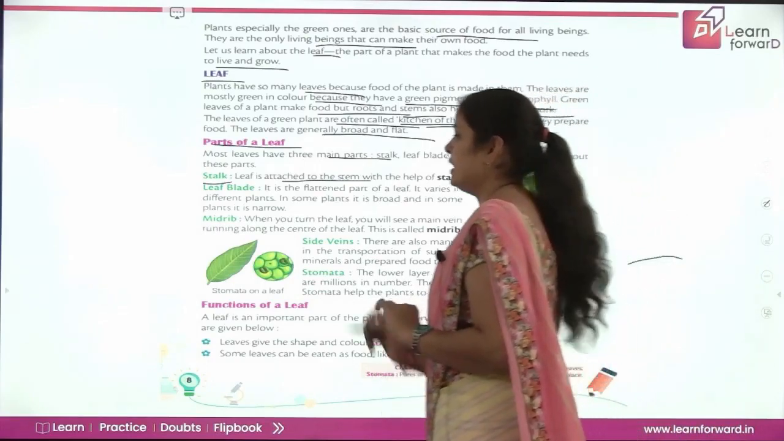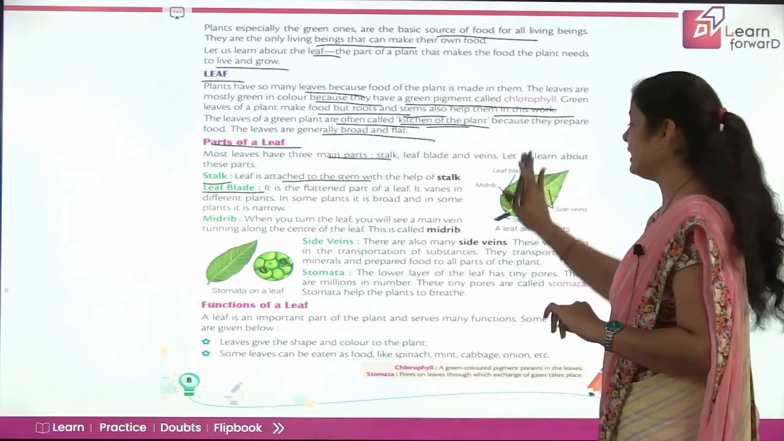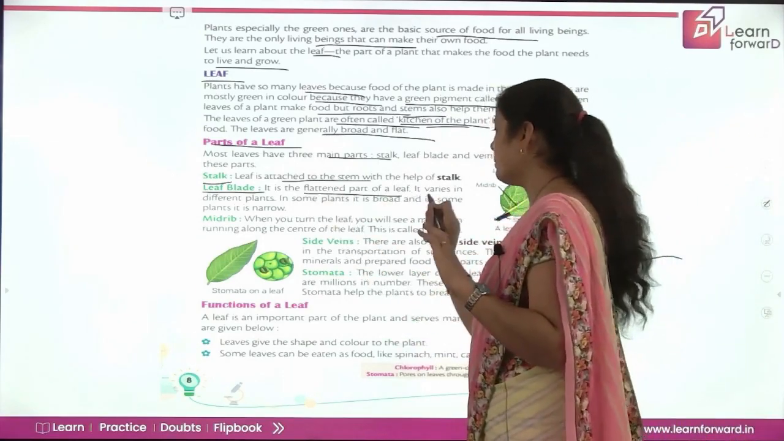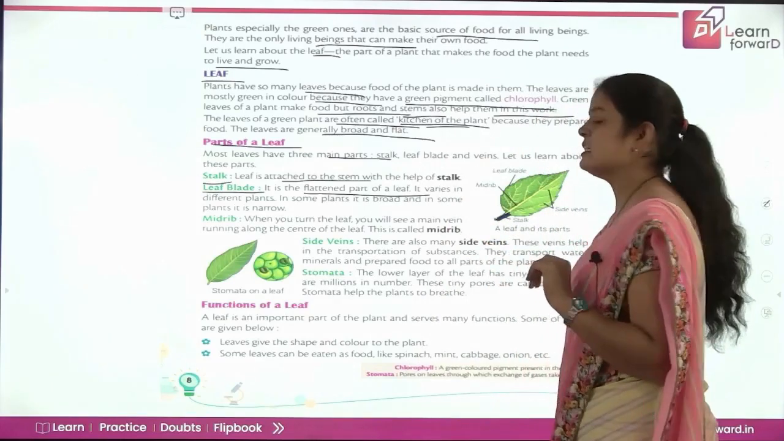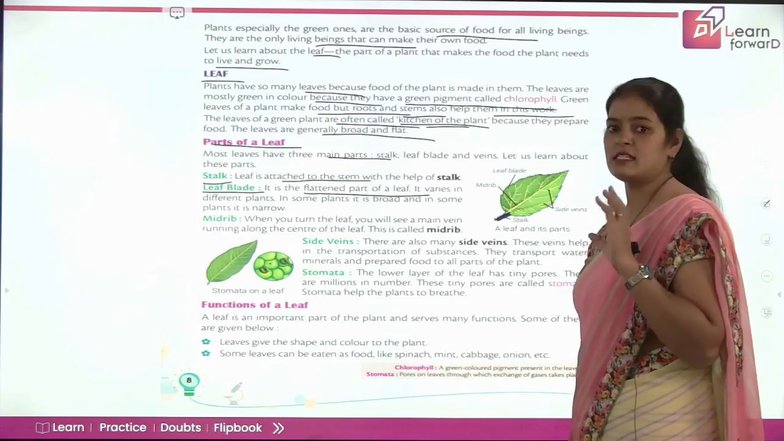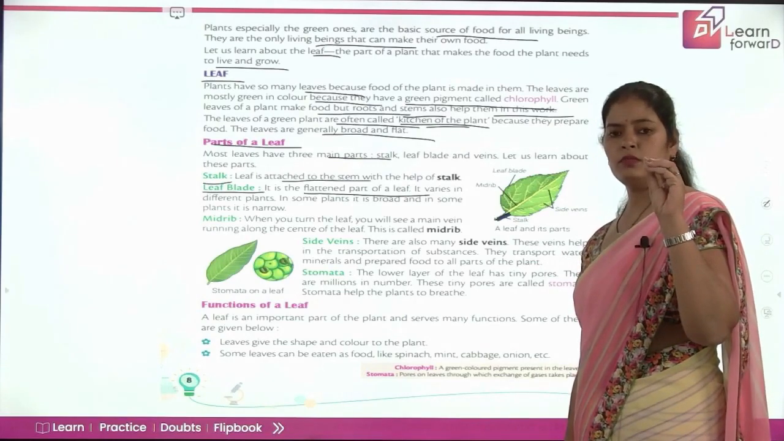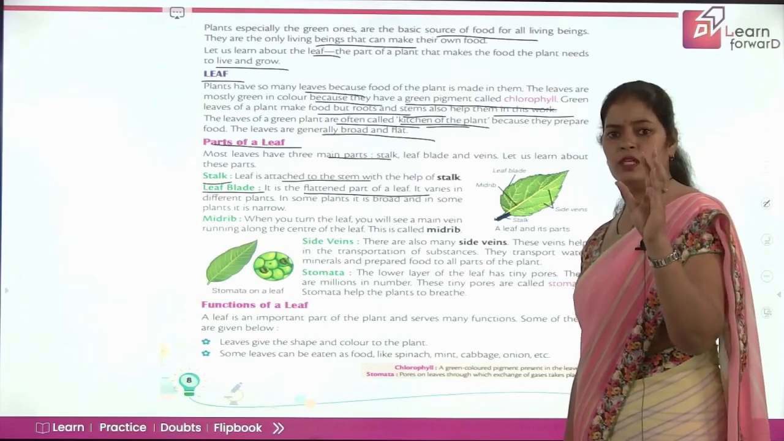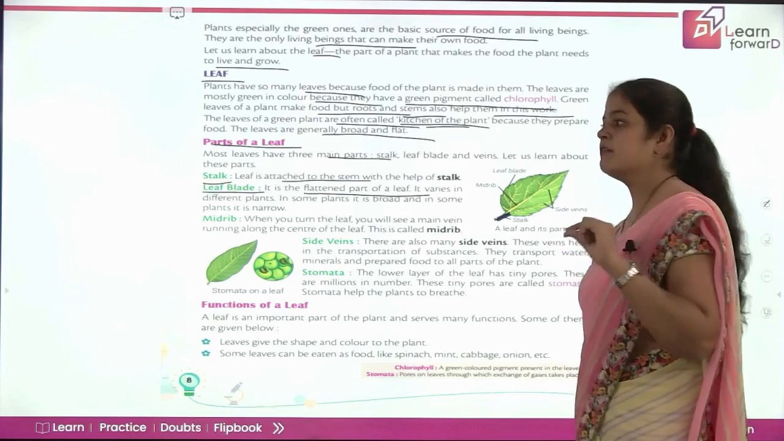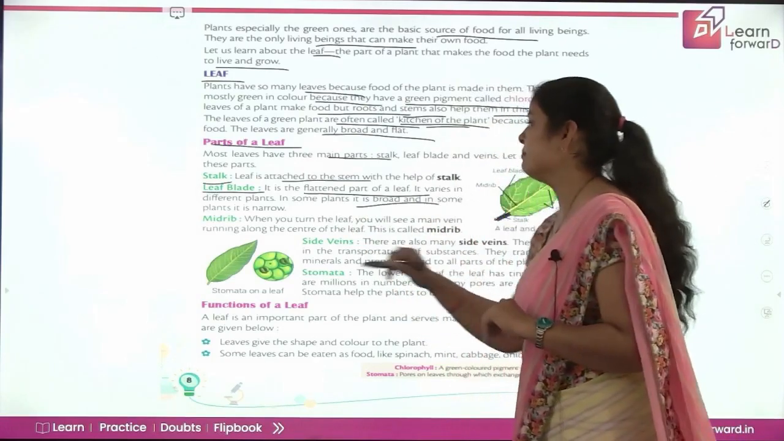Okay. Now next is leaf blade. This entire green broad surface is called the leaf blade. It is a flattened part of the leaf. It varies in different plants, in shape and sizes. Some have very small, very tiny leaf blades. Some have long leaves, some have broad leaves. So in some plants it is broad and in some plants it is narrow.